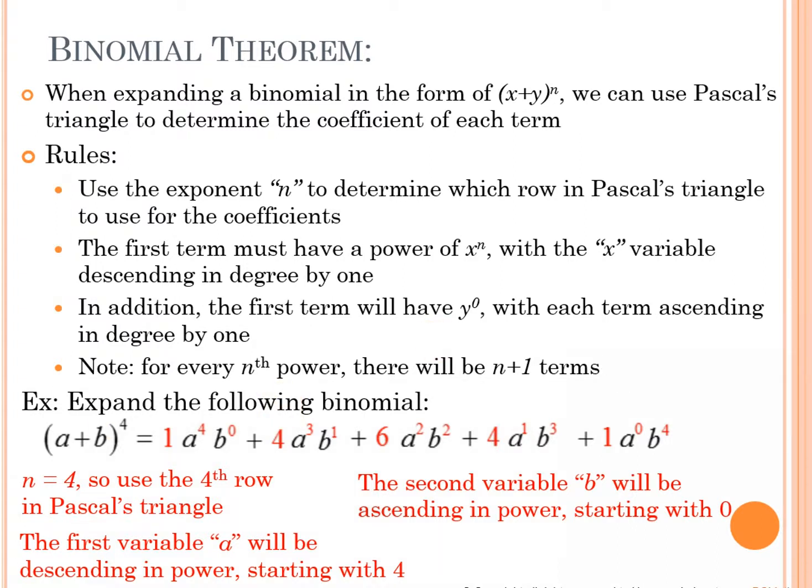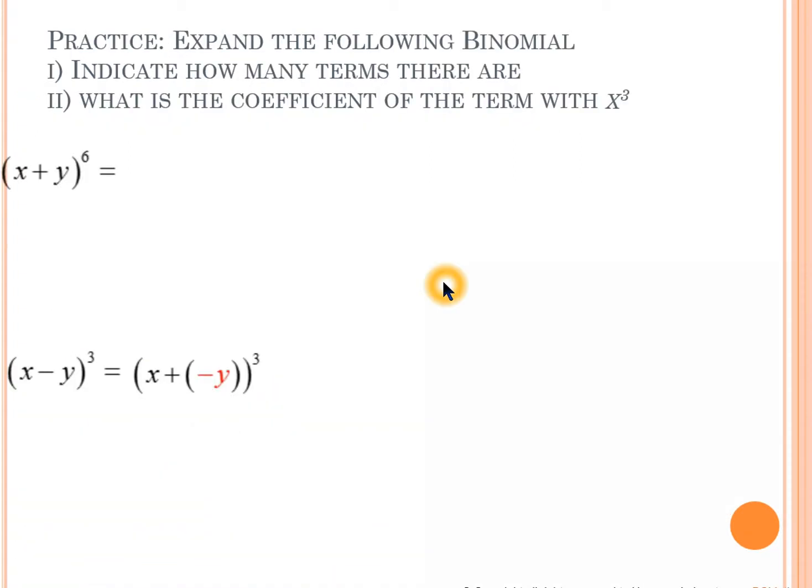Alright, so let's take a look at a few more examples. Practice. Expand the following binomials. Indicate how many terms there are and what is the coefficient of the term with x to the power 3. Alright, so we want to expand these binomials here. So x plus y to the power 6. So in this case, n equals 6, which is the exponent. So that means there will be 7 terms in the expansion.